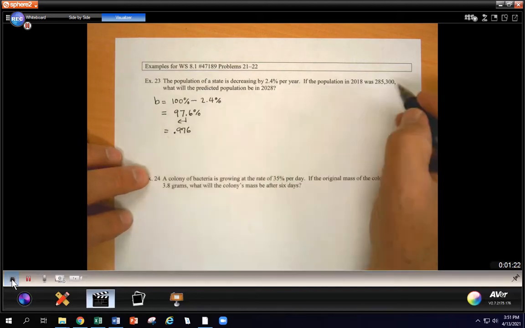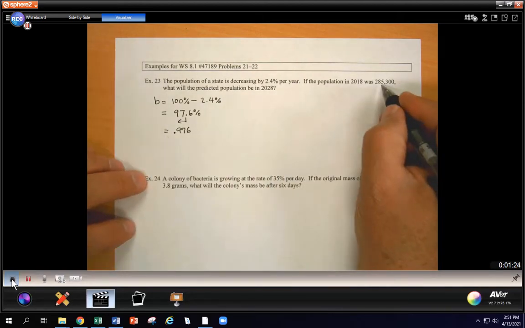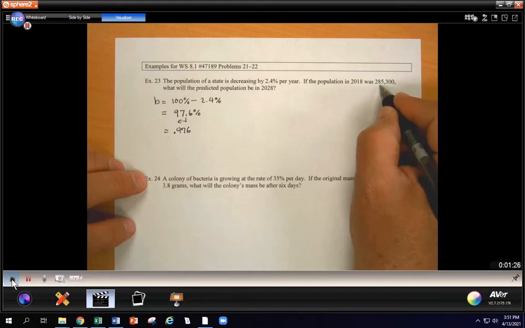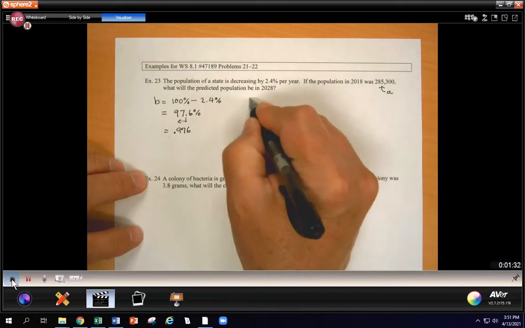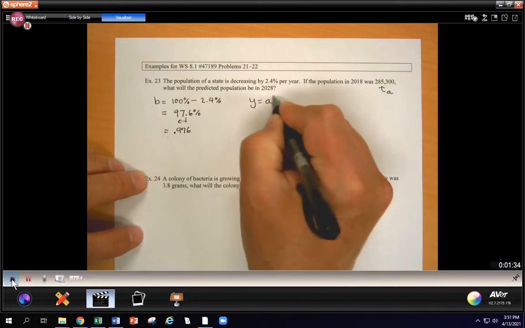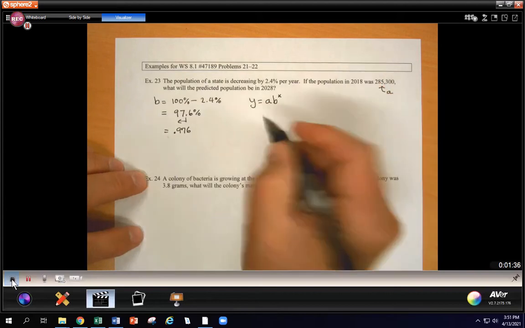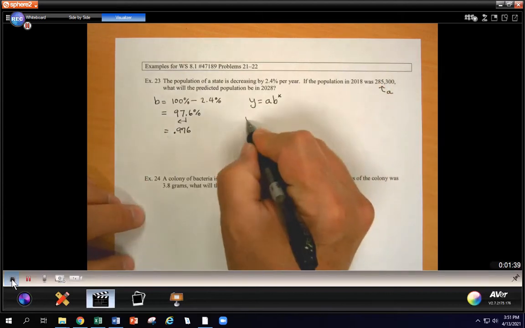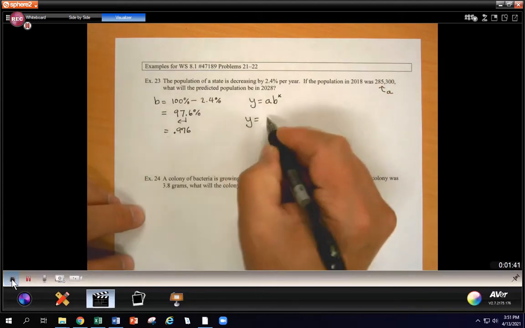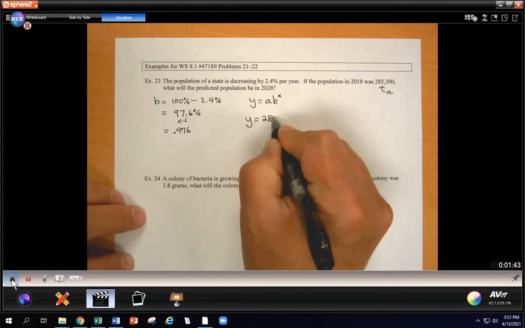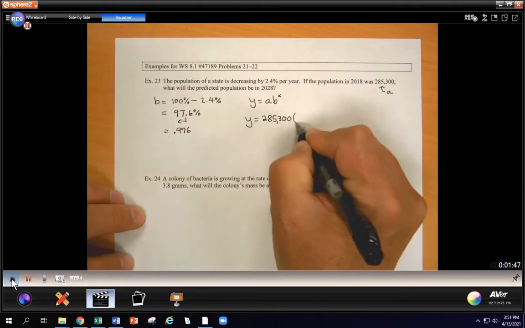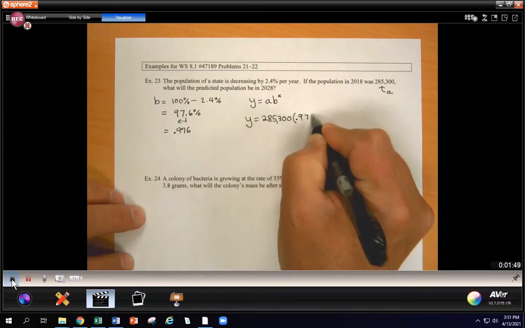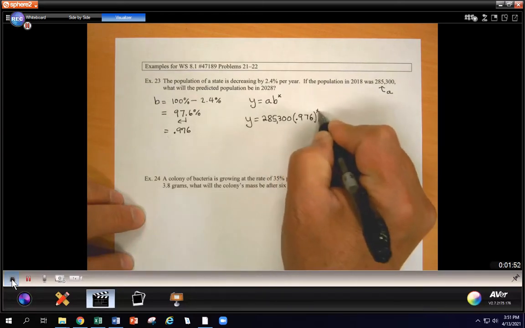We have an initial amount or a starting amount in 2018 of 285,300. So that's your A value. And you're going to set it up like this. Y equals AB to the X. You're always using that formula. So it's going to be Y equals A, 285,300, times the base, 0.976 to the X power.